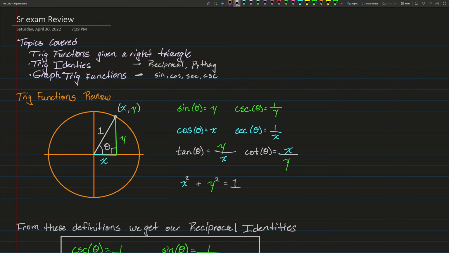So I want to go over exactly what I'm expecting for all three of these things. Trig functions: given a right triangle, give me the trig ratio of sine, cosine, tangent, secant, cosecant, or cotangent. Then, using trig identities, prove that a left-hand side is equal to the right-hand side. And then graphing trig functions: sine, cosine, secant, and cosecant.